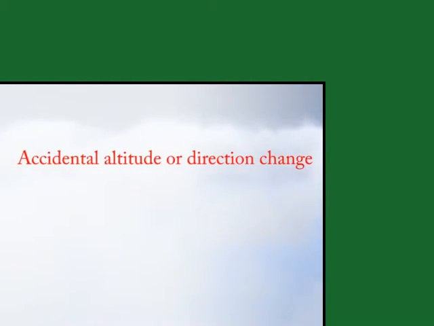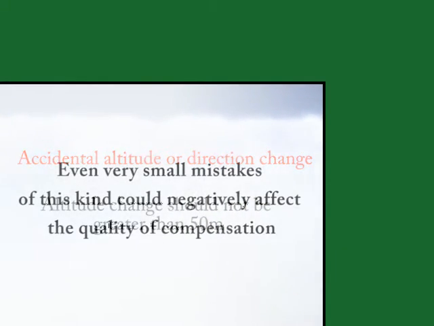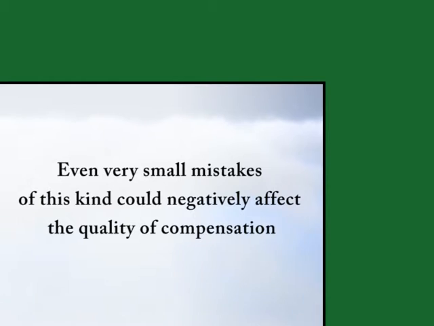Another mistake is when there is an accidental change of plane's direction or altitude. Changes in altitude should not be greater than 50 meters. These examples display the mistakes in their most extreme form to convey the message. Even very small mistakes of this kind could negatively affect magnetic compensation. This concludes the demonstration.